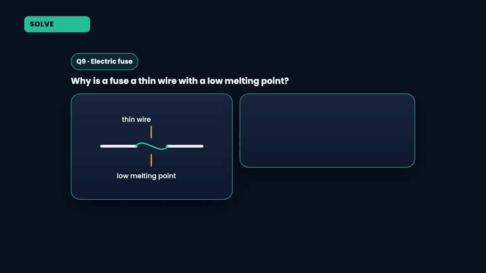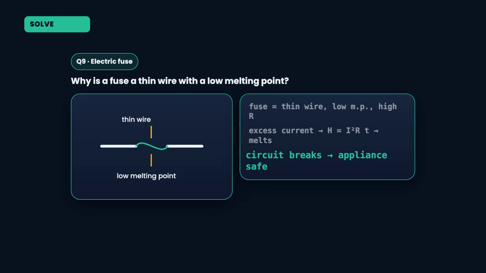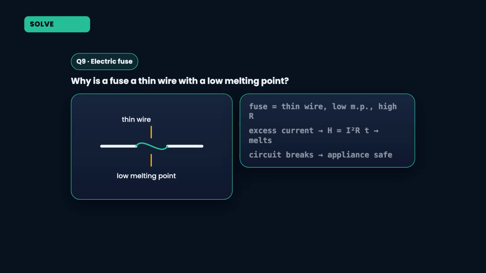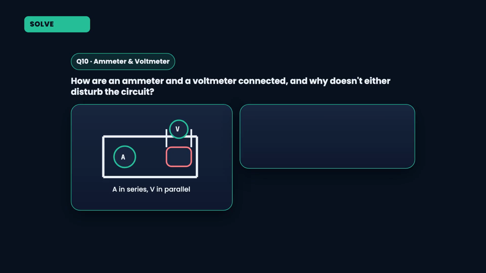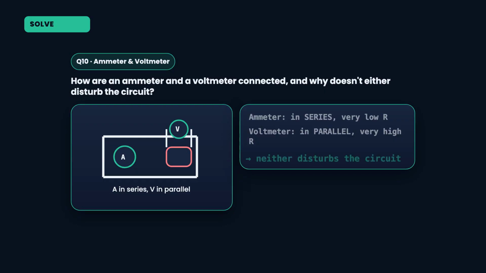9. Why is a fuse a thin wire with a low melting point? On excess current, the heat from I squared Rt melts it and breaks the circuit, protecting your appliances. 10. The ammeter connects in series and has very low resistance. The voltmeter connects in parallel and has very high resistance. That way, neither disturbs the current it is measuring.